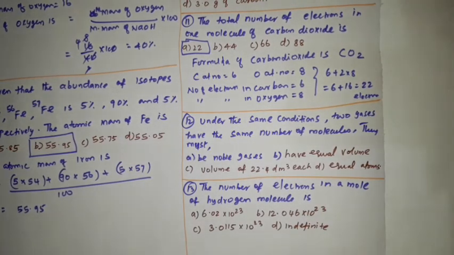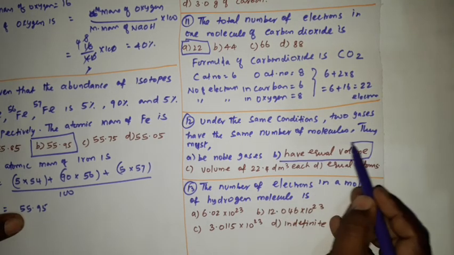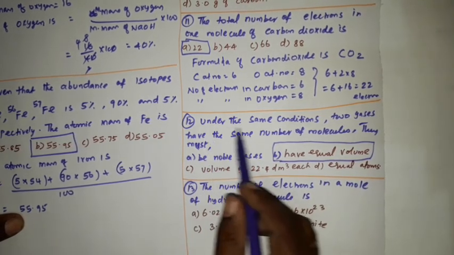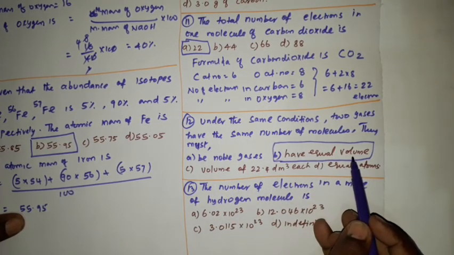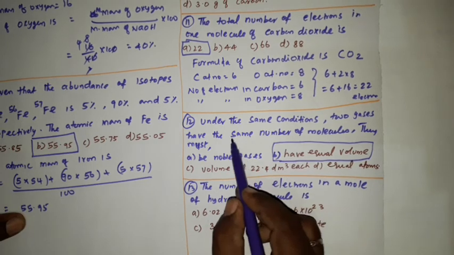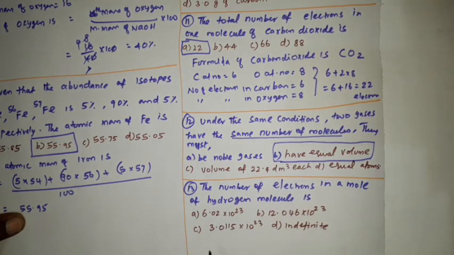Okay, question number 12. Under the same conditions, two gases have the same number of molecules. They must, so this is the Avogadro law. So they have equal volume. So under the same conditions, two gases have equal volume. So if they have equal volume, they have the same number of molecules. Clear?